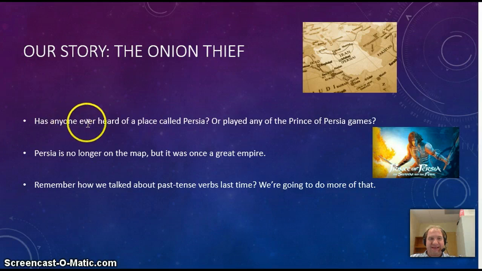So our story is set in a place called Persia. You can find it on the maps now as Iran, but if you've ever seen the movie Prince of Persia or played the game, same place. It used to be a great empire.